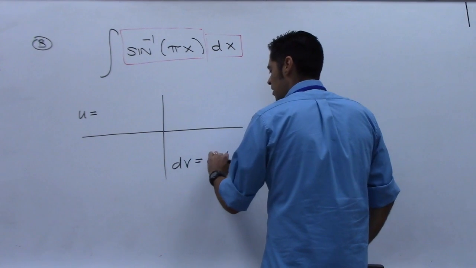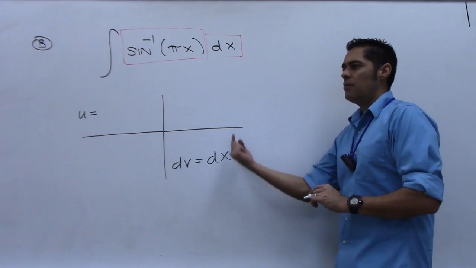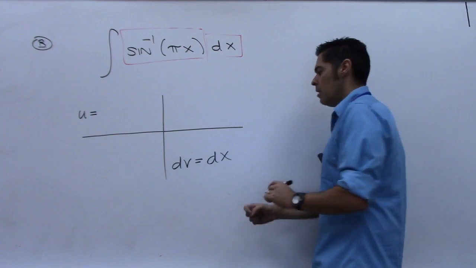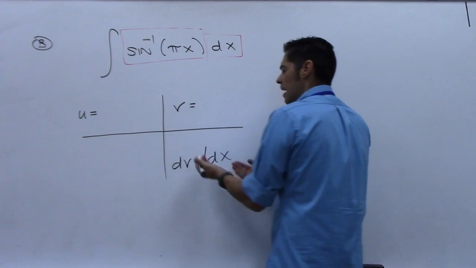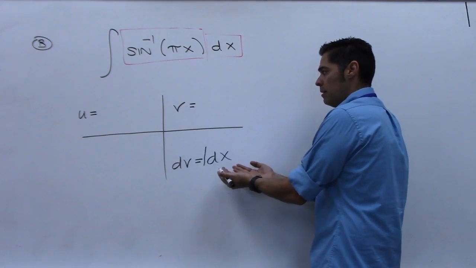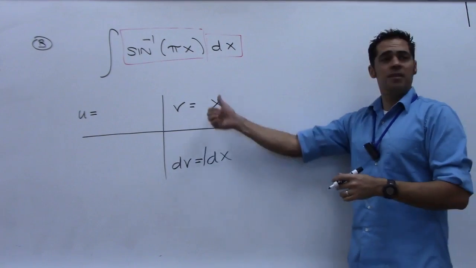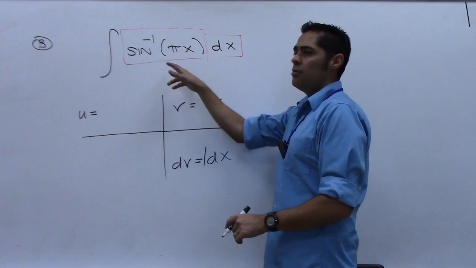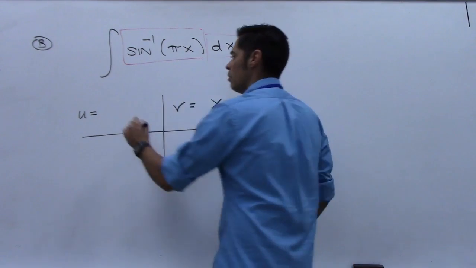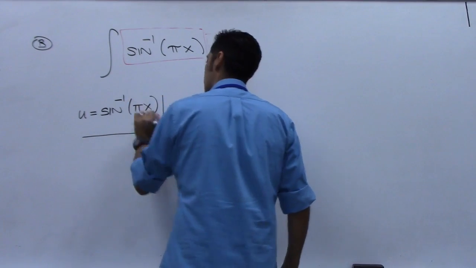Now, let's think about what would happen here. If dv is dx, you would have to integrate to go back up, wouldn't you? And this is like 1, isn't it? So v would be the antiderivative of 1, which would be x. So that would be there, right? So that's doable, isn't it? That's doable. But that forces you to use the other part as u, which would be everything, arc sine pi x. With me?